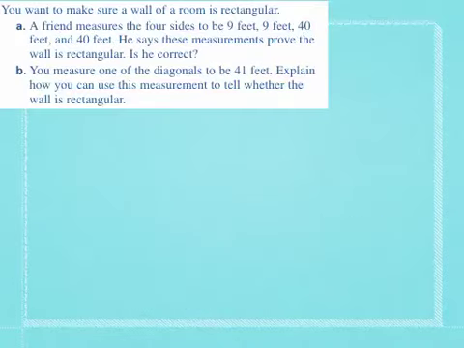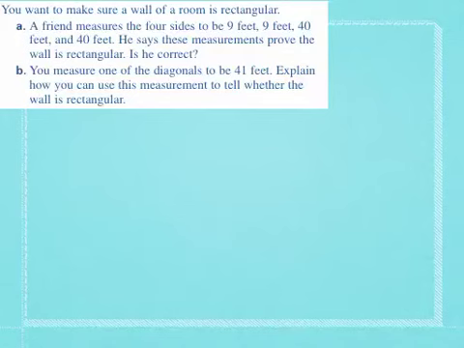This next example says you want to make sure a wall of a room is rectangular. A friend measures the four sides to be 9 feet, 9 feet, 40 feet, and 40 feet. He says the measures prove that the wall is rectangular. Is he correct? First of all, let's just go ahead and read B. B says you measure one of the diagonals to be 41 feet. Explain how you can use this measurement to tell whether the wall is rectangular. Going back to A, do we have enough information to say that this is a rectangular wall?